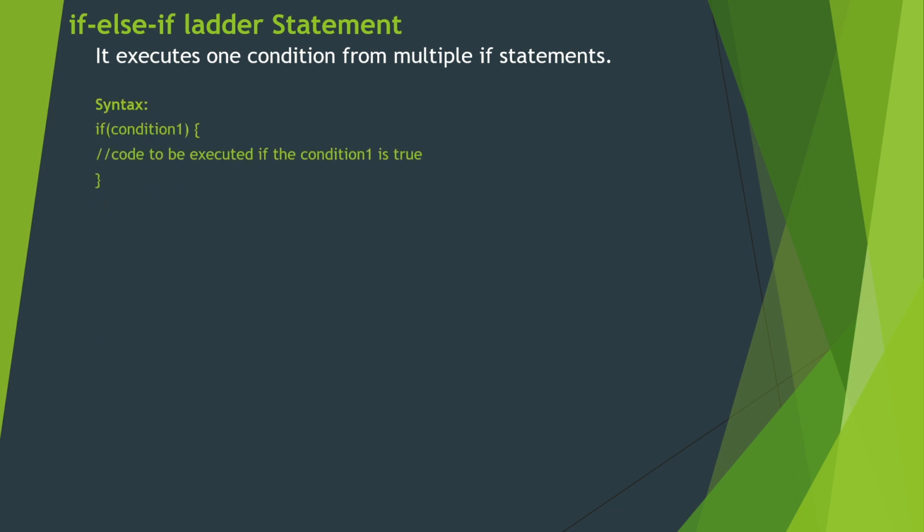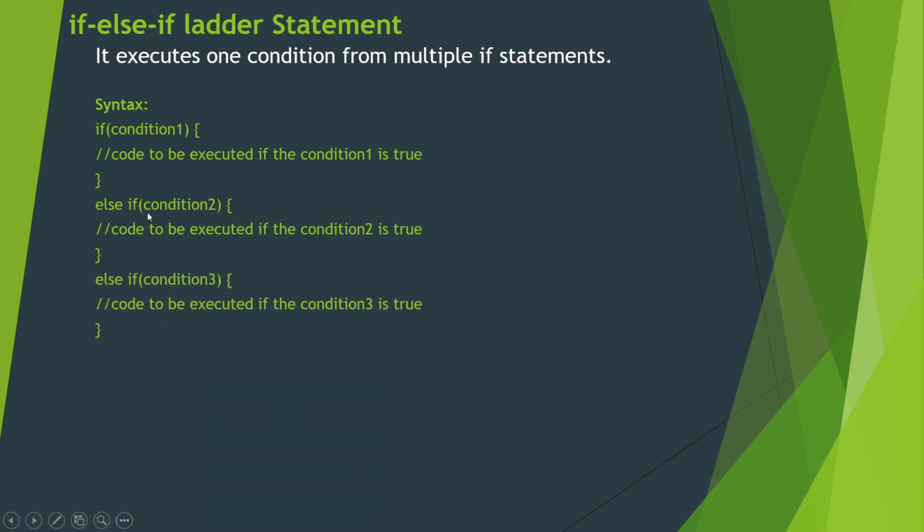So the syntax will be like this: if condition one, the first if condition with its code. Then we can give a second if condition. But please note, we have to write else if, the keywords else and if. It will be written as else if, second condition. Then similarly we can write else if condition 3, and so on. You can write multiple else if, and lastly I can write else. So what does this mean? It executes one condition from multiple if statements.